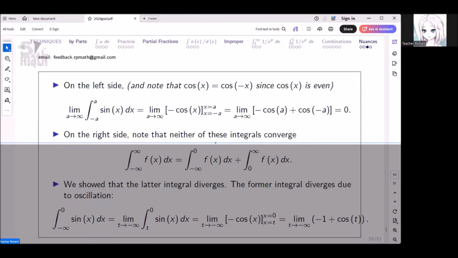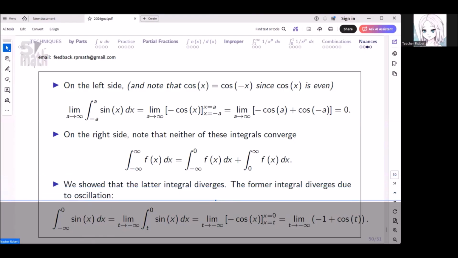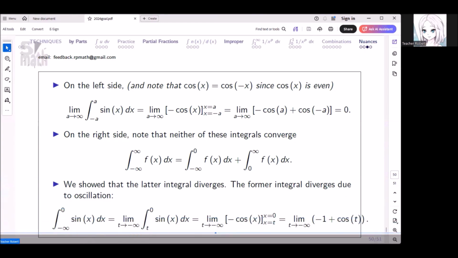On the right side, note that neither of these integrals converge. And we get the following. We showed that the latter integral diverges. The former integral diverges due to oscillation. And we get the following.